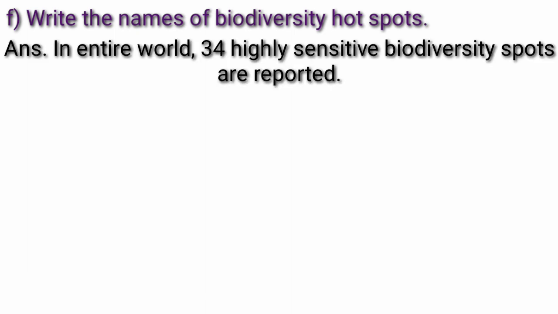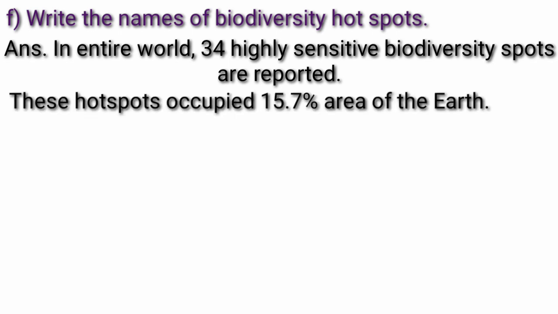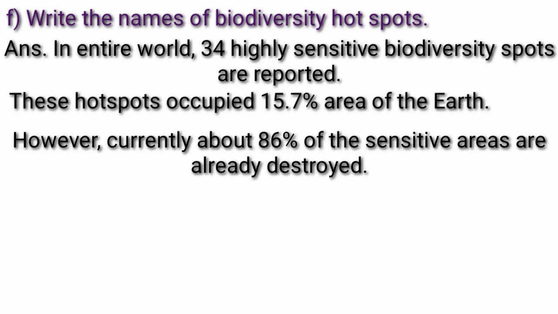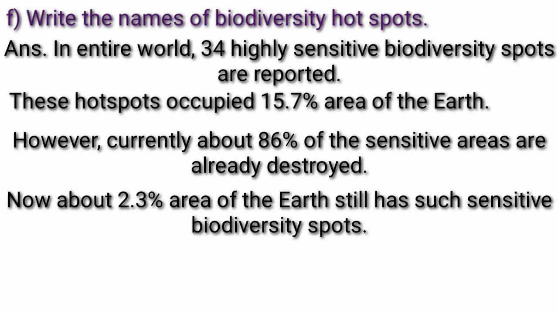Answer. In the entire world, 34 highly sensitive biodiversity spots are reported. These hotspots occupied 15.7% area of the earth. However, currently about 86% of sensitive areas are already destroyed. Now about 2.3% area of the earth still has such sensitive biodiversity spots.